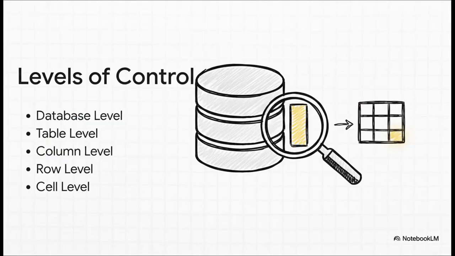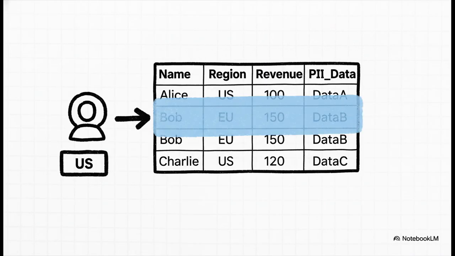Lake Formation lets you set permissions from that one central spot, but at incredibly specific levels. You can give access to a whole database, just one table, or you can get super granular, down to specific columns, individual rows, or even a single cell of data. This is what we call role-level security. So using our example, you could set up a rule that says anyone who's a US analyst can only see the rows where the region is US. They wouldn't even know the data from the EU exists.